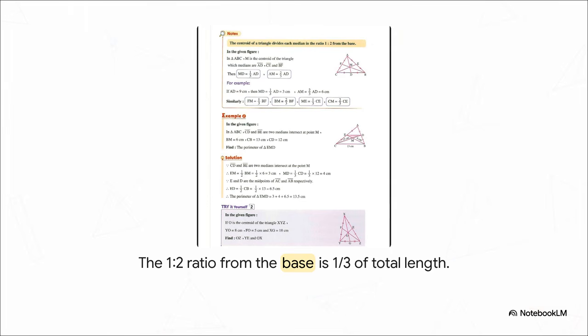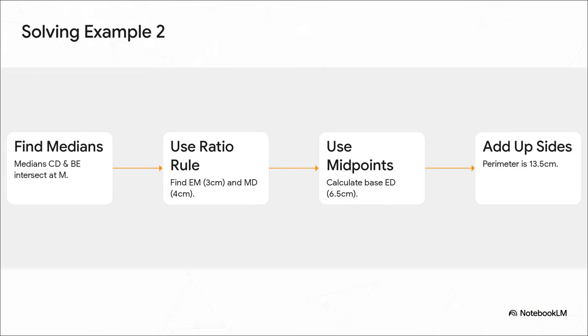If the segment from the base to the centroid is a 1-to-2 ratio compared to the rest of the line, that means the short piece is exactly 1/3 of the total median's length, which means the longer piece from the vertex is 2/3 of the total length. Knowing this simple fractional breakdown is a real game changer because it makes solving complex geometry puzzles incredibly fast. Let's actually put this into practice and solve a problem together, just like we're working it out on a whiteboard.